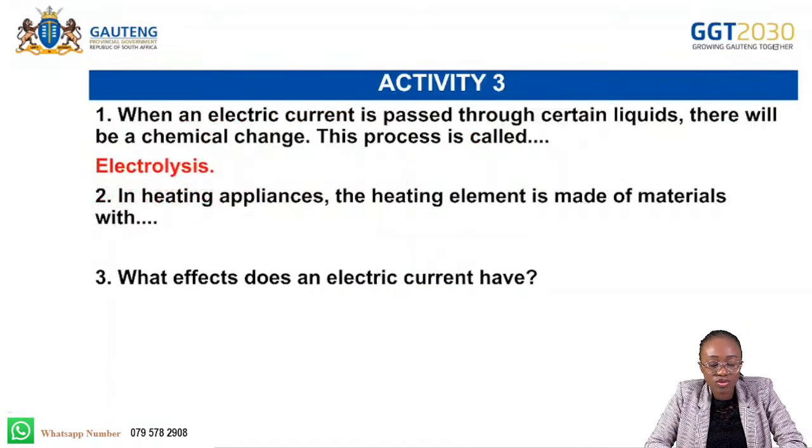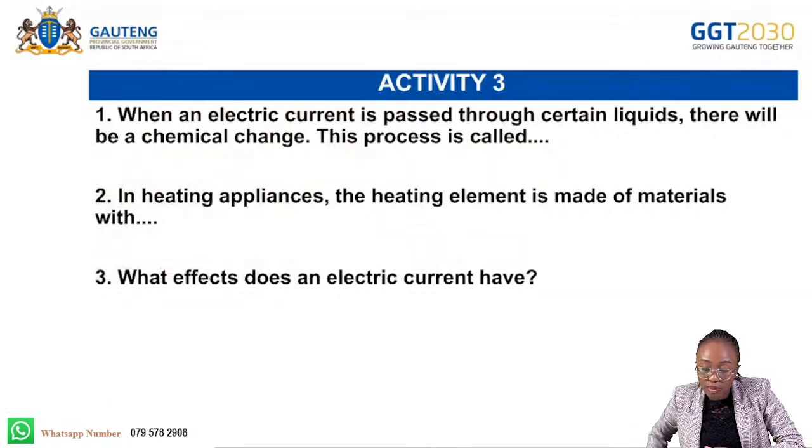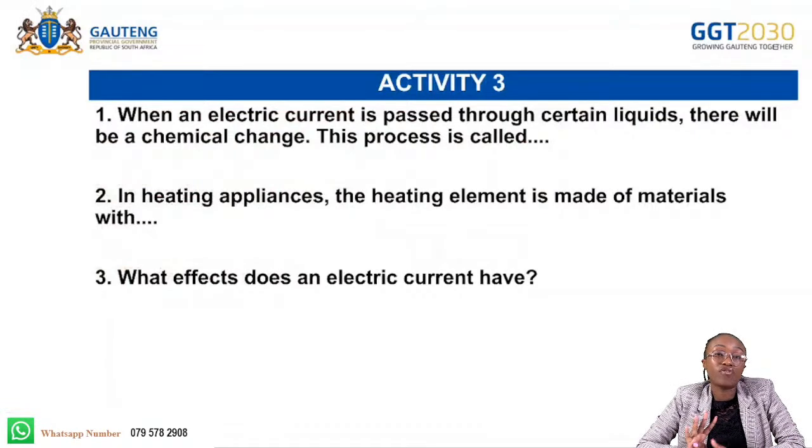Okay, now, right. So let's start activity 3. Number 1, when an electric current is passed through certain liquids, there will be a chemical change. This process is called blank. Fill in the blank. Number 2, in heating appliances, the heating element is made of materials with blank. Number 3, what effects does an electric current have? Take 4 minutes to answer these questions. Then after 4 minutes, we will do the corrections together.